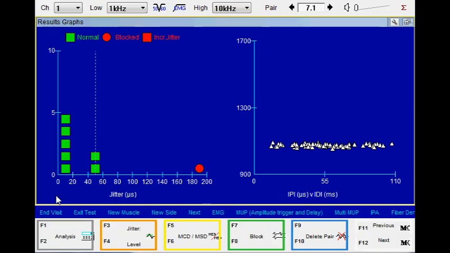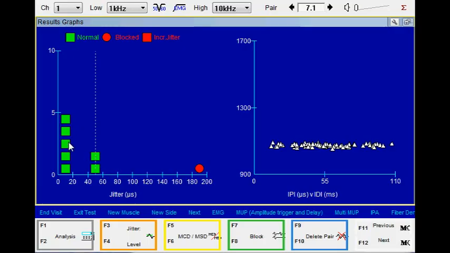On the left side, we have the jitter histogram. On the x-axis, we have jitter values. On the y-axis, we have the number of measurements. So each of these represents one jitter value. The green color indicates that the jitter is normal. The dashed line indicates the upper normal limit of jitter.